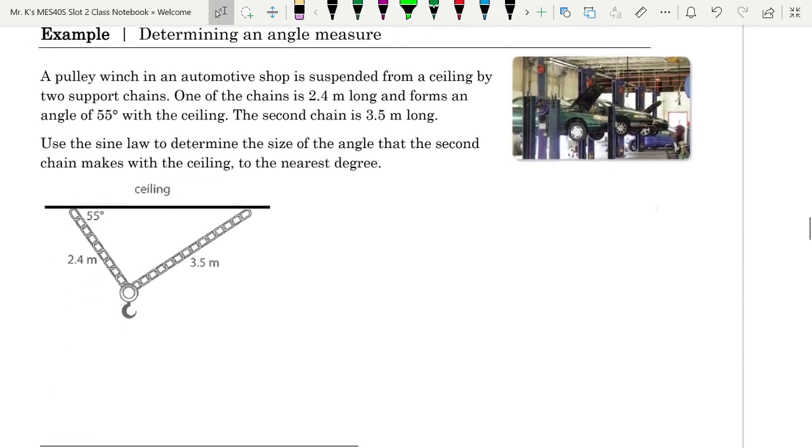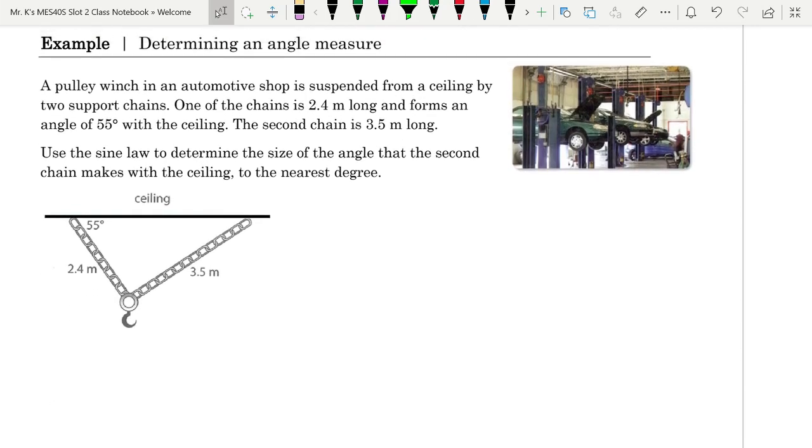Here, a pulley winch in an automotive shop is suspended from a ceiling by two support chains. One of the chains is 2.4 meters long and forms an angle of 55 degrees with the ceiling. The second chain is 3.5 meters long. So they gave us a nice diagram. This time I'm being asked to use the sine law to determine the size of the angle that the second chain makes with the ceiling. So I'm being asked to find this angle here, the question mark, the angle the chain makes with the ceiling.